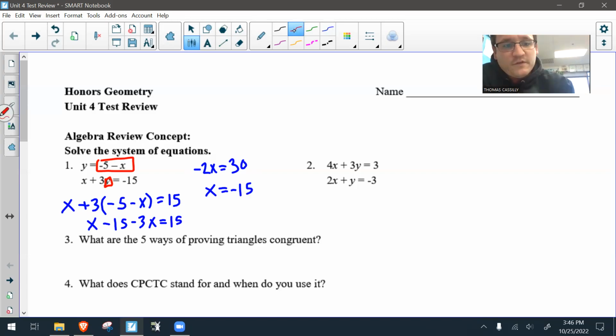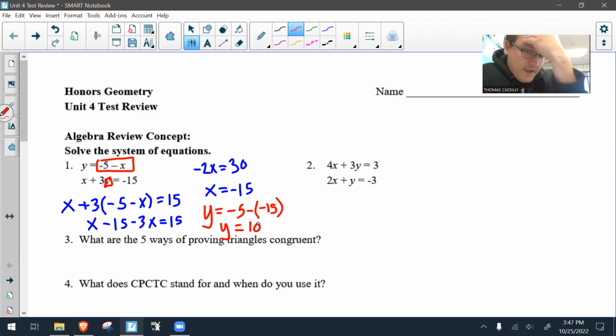All right, what's nice about substitution is now we don't even have to think about what to plug it into because we know y equals -5 minus x, and we know x was -15. So minus a negative turns into a positive, and we end up with y equaling a positive 10. All right, so that is how we do a substitution.